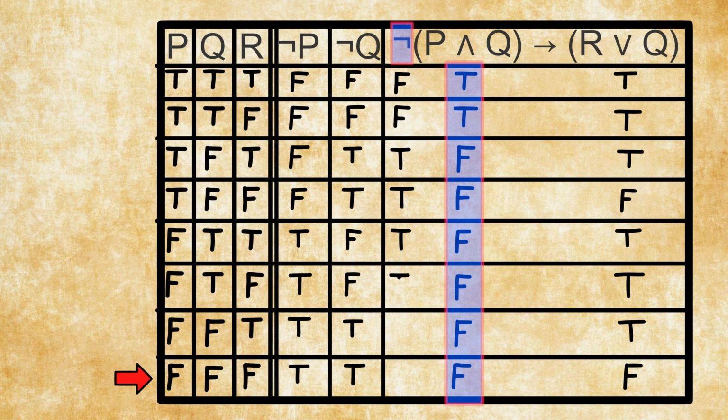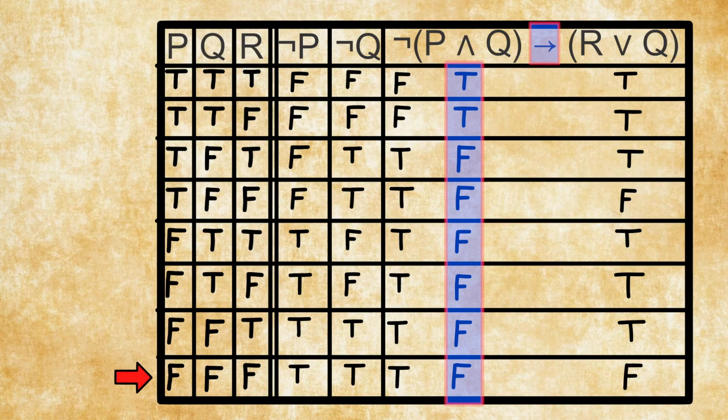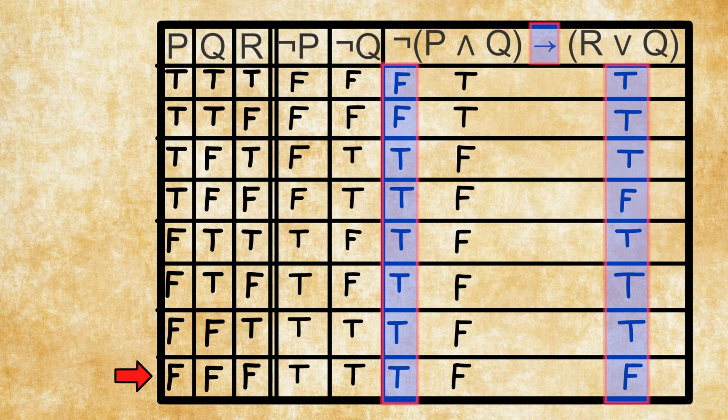Good. Now we move on to the main operator in this premise, which is the material conditional, for it affects the whole premise, and it is false only when the antecedent is true and the consequent is false. So here we need to compare the truth value below the negation sign with the disjunction sign. I know, a bit tedious, but we're almost done. So this one is true, true, true, false, true, true, true, and false.